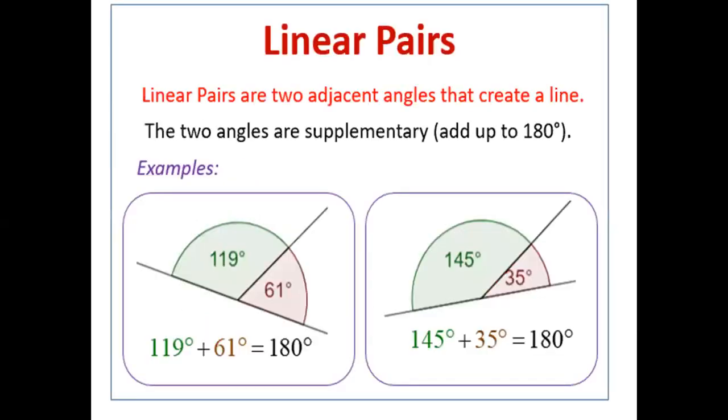Now, linear pairs. Linear means straight. So from the word you can find that linear pairs are straight angles which have been divided in two. Linear pairs are two adjacent angles that create a straight line. They are also called supplementary because supplementary angles must add up to 180 degrees. Remember, supplementary angles must add up to 180 degrees.